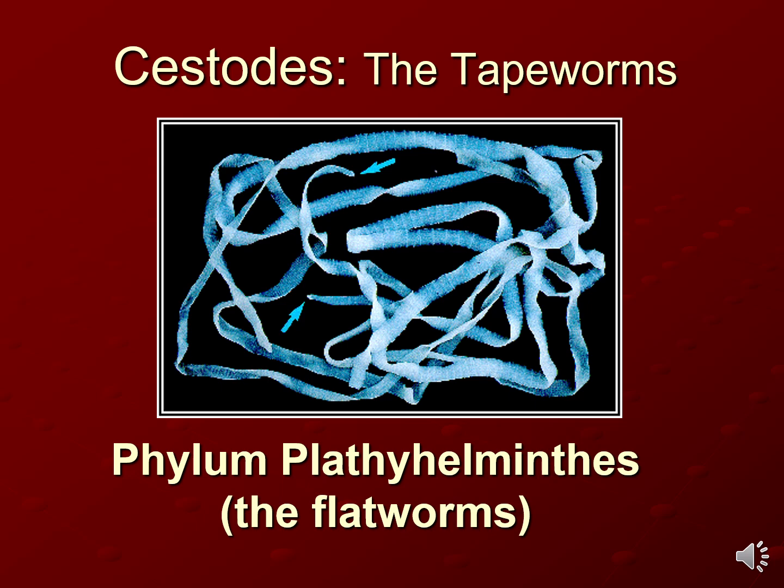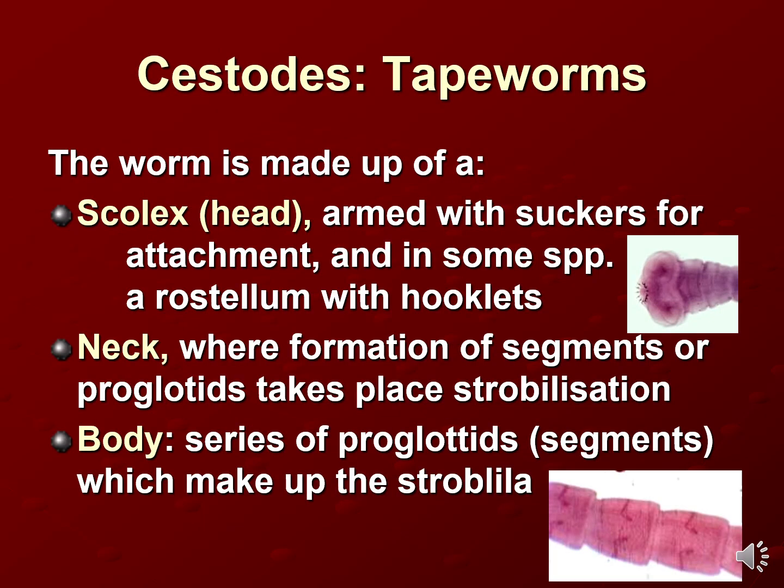You can easily appreciate that, and the arrows point to the beginning of those tapeworms or the scolex or the head. So the cestodes or tapeworms, the worm is made up of a scolex or head. It can be armed with suckers to attach to the intestinal mucosa, and in some species a rostellum with hooklets. We shall see pictures of those.